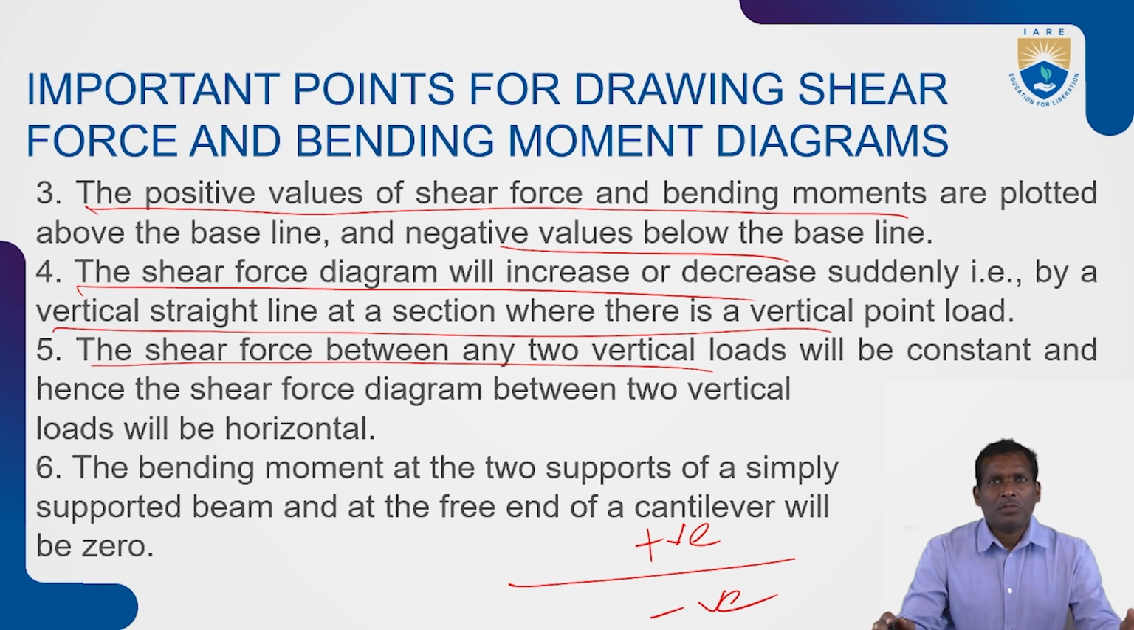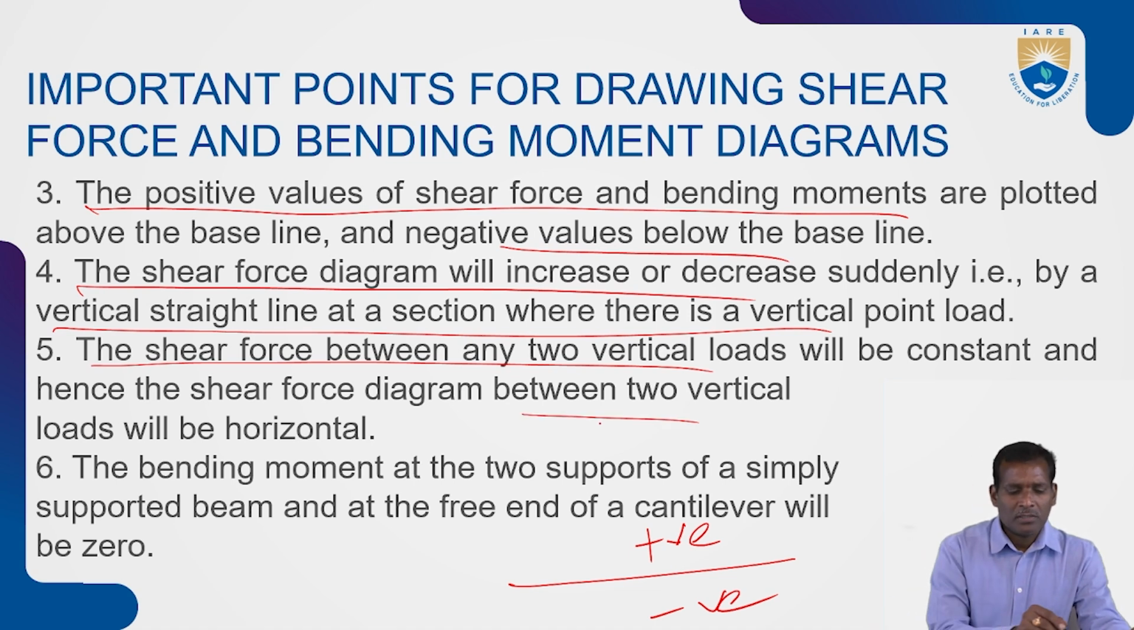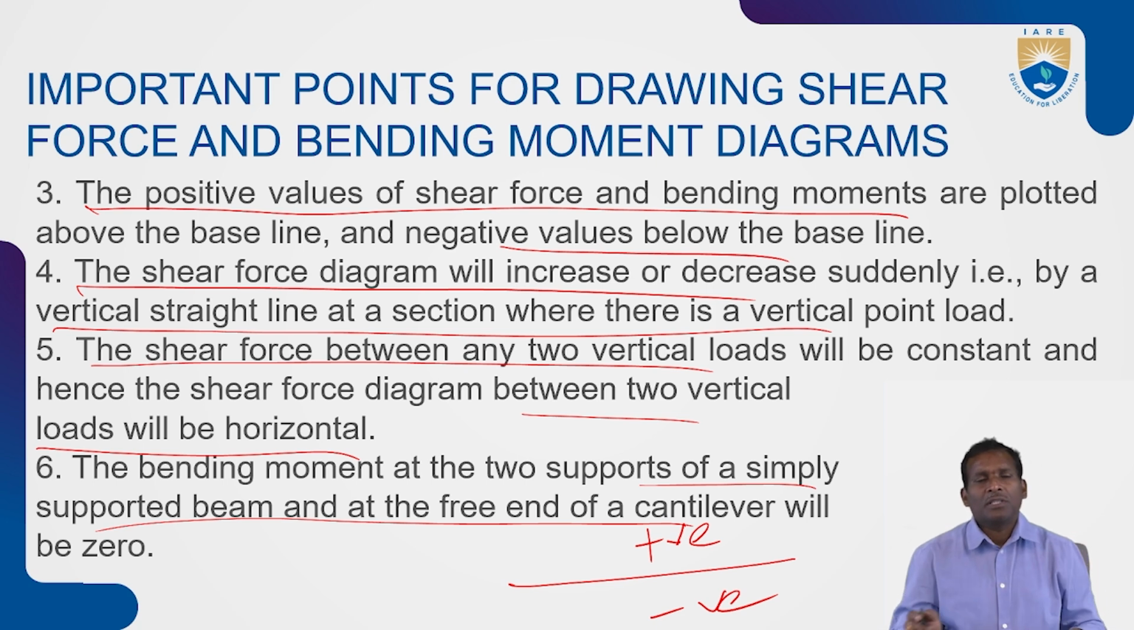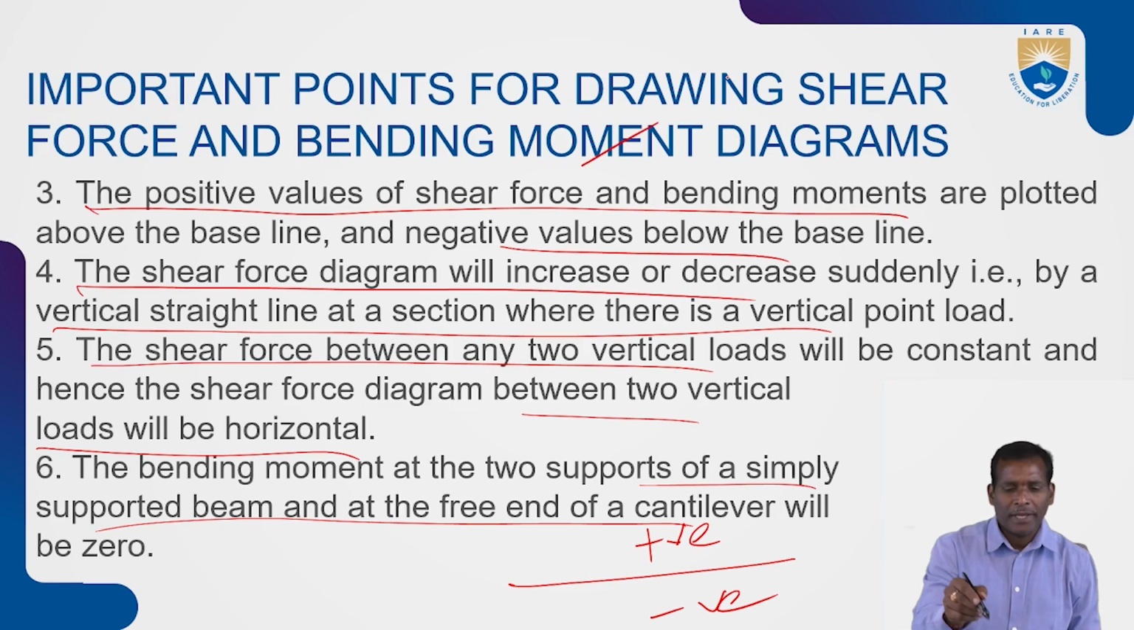The bending moment at the two supports of a simply supported beam and at the free end of a cantilever beam will be 0. So these are the important points for drawing shear force and bending moment diagrams.